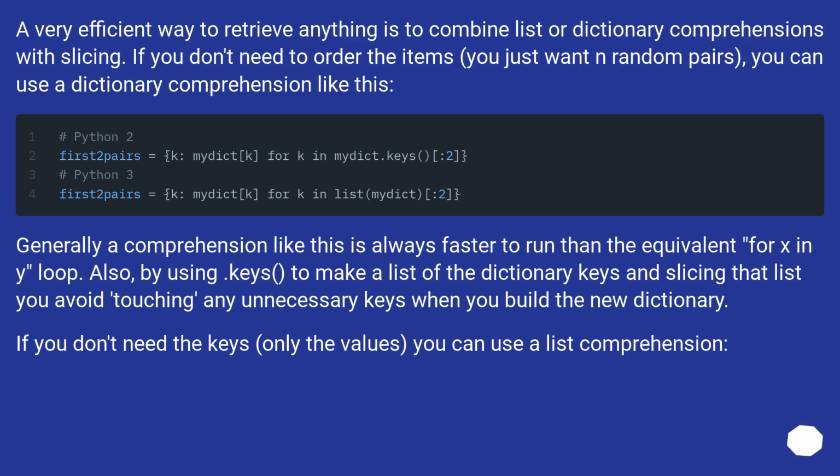Generally, a comprehension like this is always faster to run than the equivalent for x and y loop. Also, by using keys to make a list of the dictionary keys and slicing that list, you avoid touching any unnecessary keys when you build the new dictionary.